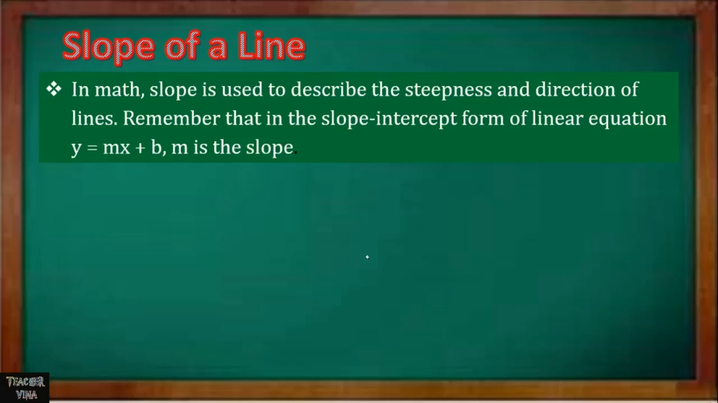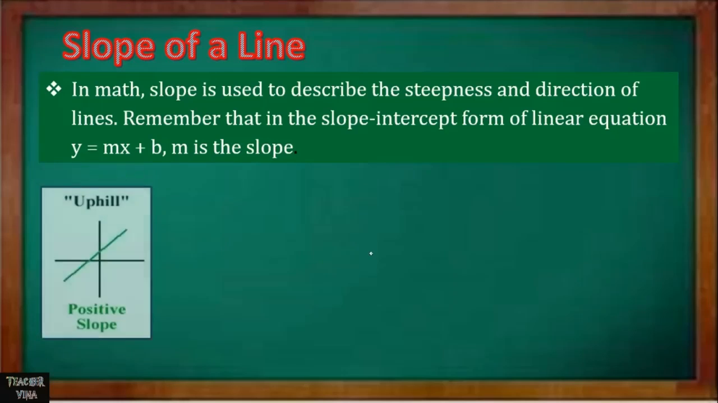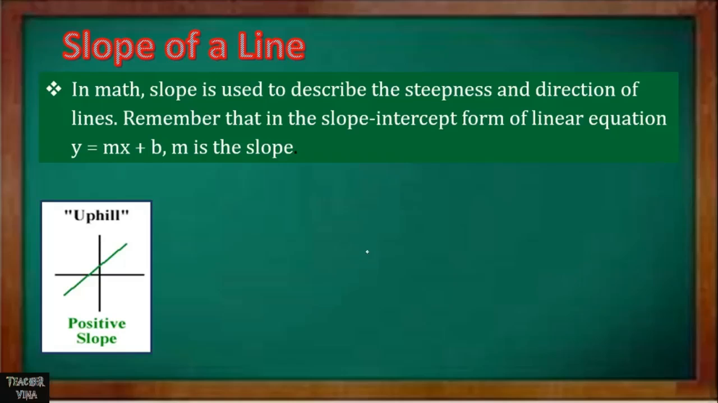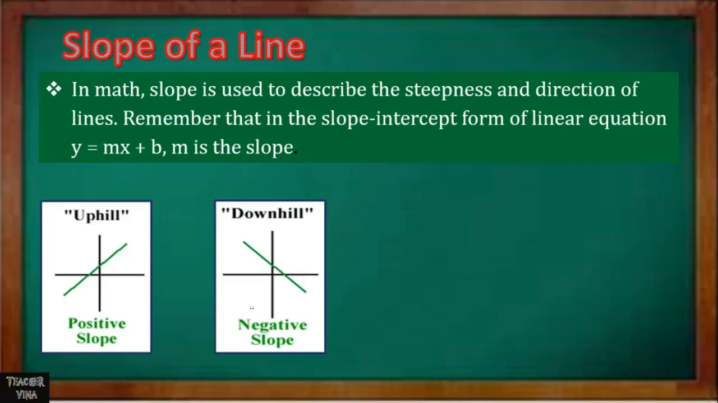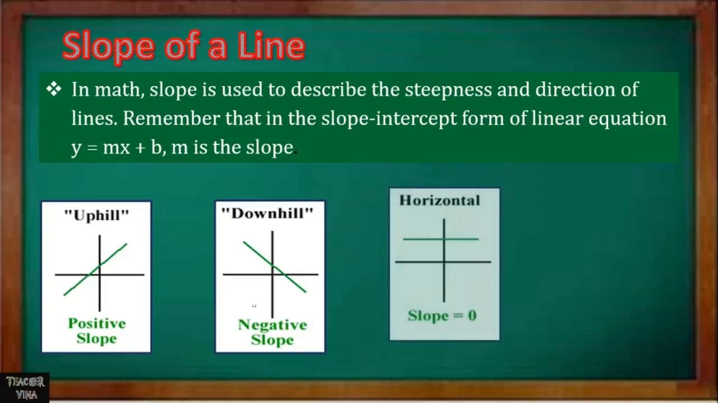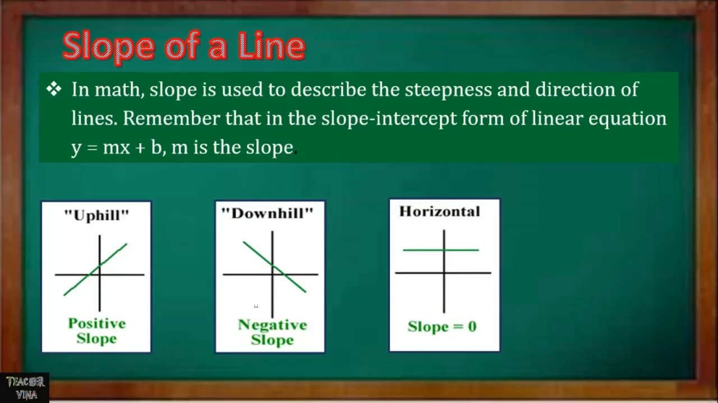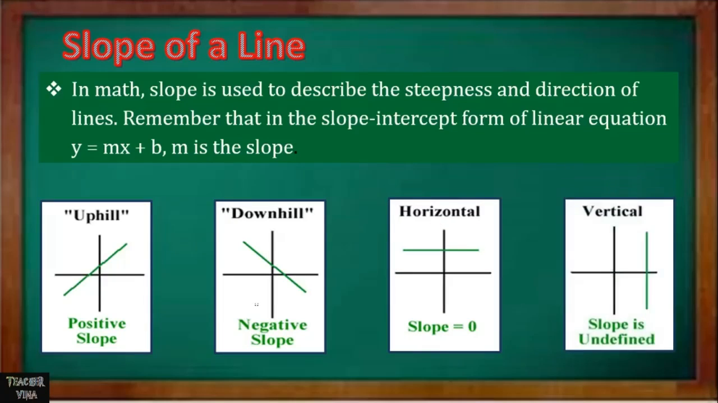Okay. Now, when we say direction, we have 4 directions of lines. The first direction is uphill. If we see that the line looks like this, it means we have a positive slope. Downhill is for negative slope. And then for a horizontal line, the slope is equal to 0. If the line is vertical, then the slope is undefined.